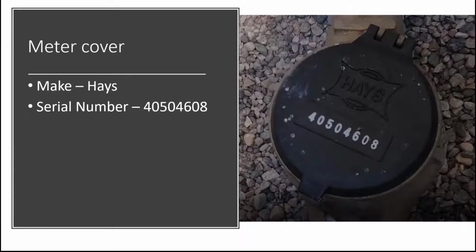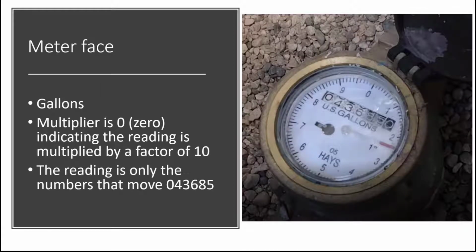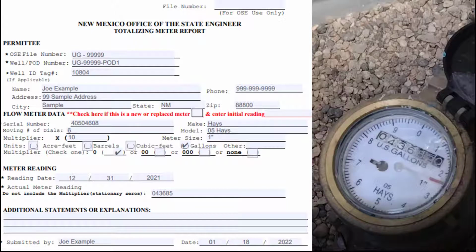This shows a Hayes meter cover, and the serial number is 40504608. This is also measured in gallons. It's a 1-inch diameter meter. It is a Hayes 05 meter, and the reading would be only the numbers that move, which would be 043685. That last 0 is a multiplier.